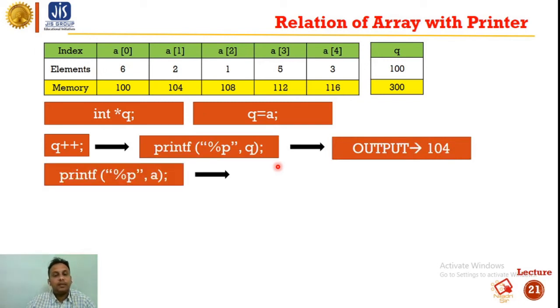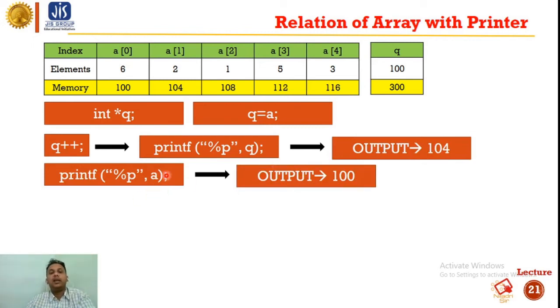For a, it will output 100. As we have seen previously, q printed 100 and a also printed 100, but after incrementation of q, q is now printing 104. But if we print a, it will always print 100, as we know that a always stores the base address of the array. So it will not print 104 like q.